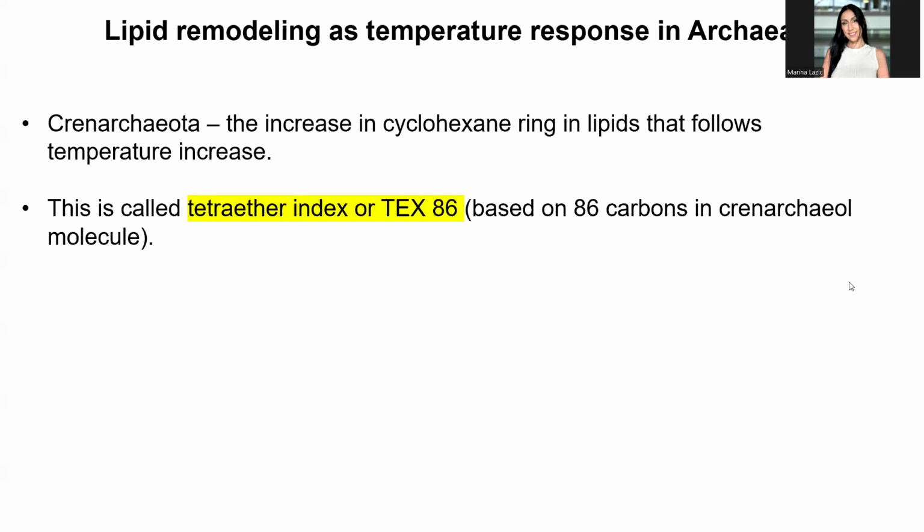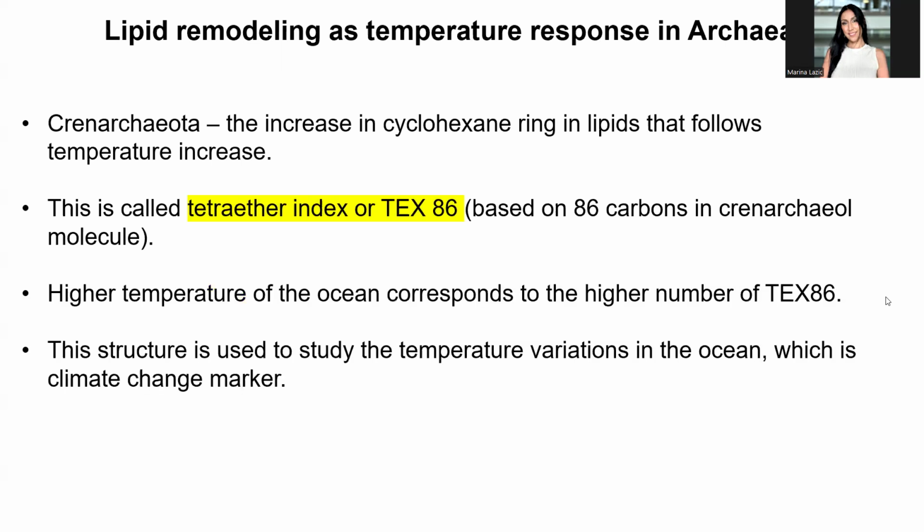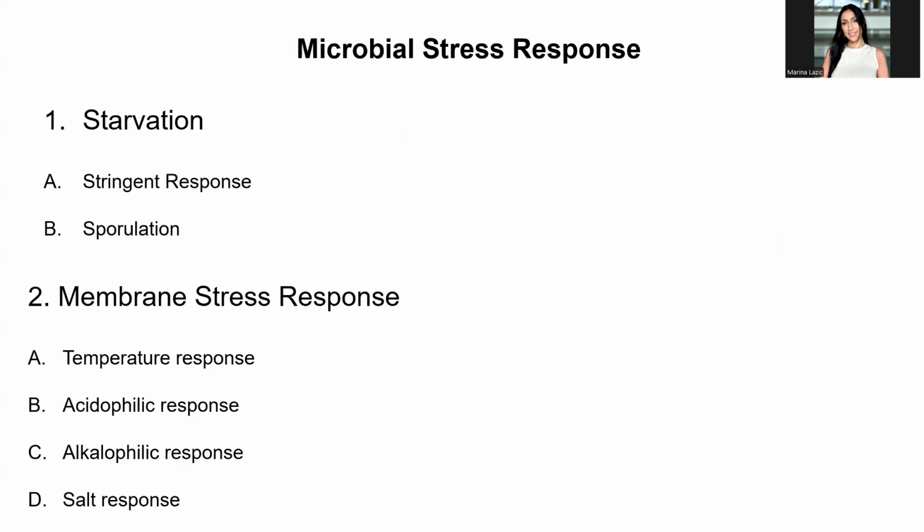So what people who are doing ecology often measure is the TEX86 index, because crenarchaeol, a lipid present in archaea, has 86 carbons, so it's a really big molecule. A higher index corresponds to a higher temperature. So this TEX index is a structure that can be used to determine how much temperature increased in the ocean in past years. So easy peasy, right? Okay.